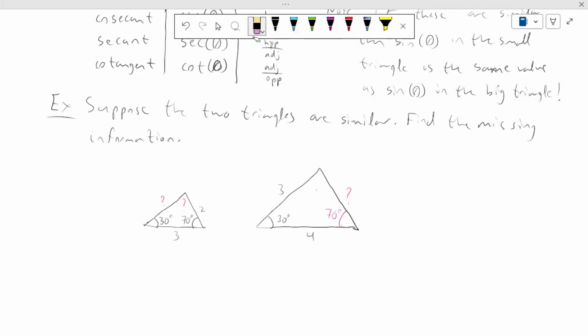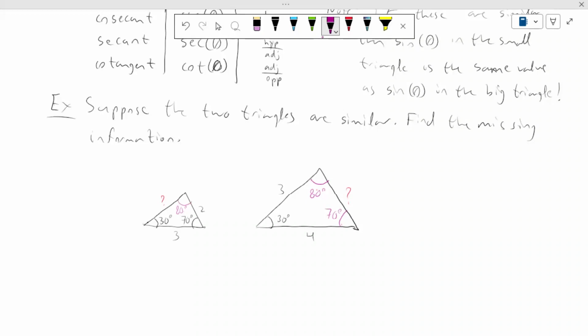This angle right over here, well, we know that one of these is a 30-degree angle and one of them is a 70-degree angle. So they have to add up to 180 degrees. So this must be an 80-degree angle up here, and then this is also an 80-degree angle. Any questions on that so far?